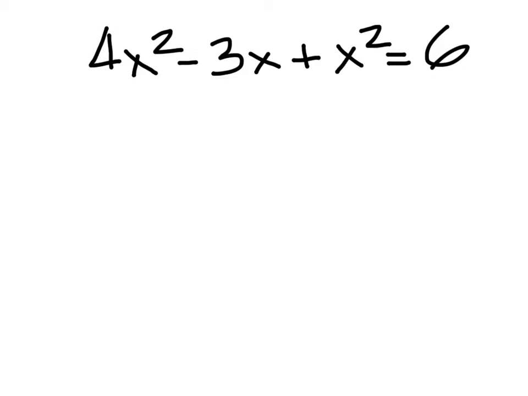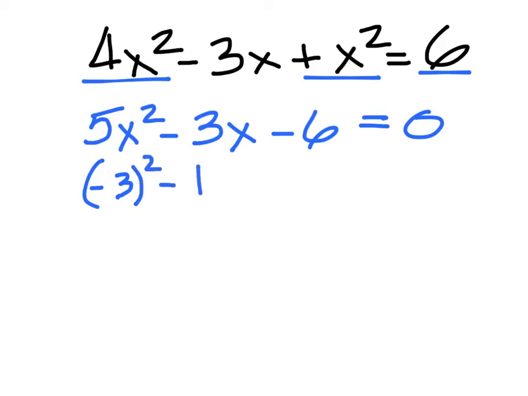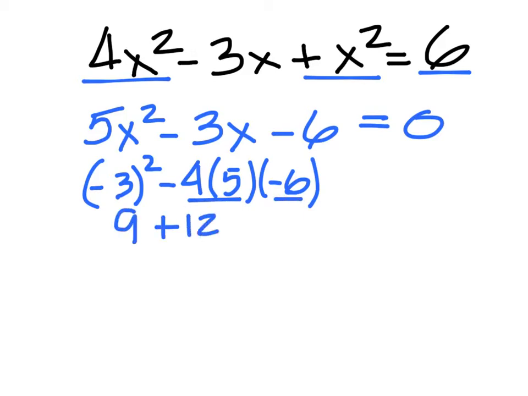We have to put this in the right order, and notice that you have 4x squared and x squared on the same side. So just go ahead and make that 5x squared, and then minus 3x. This must go to the left and become minus 6. The discriminant is negative 3 squared minus 4 times 5 times a negative 6. That's 9 plus 20 times 6 is 120, so it's 129. And it should be a real answer. How many had 129 for the discriminant?